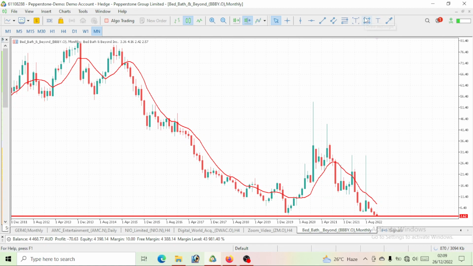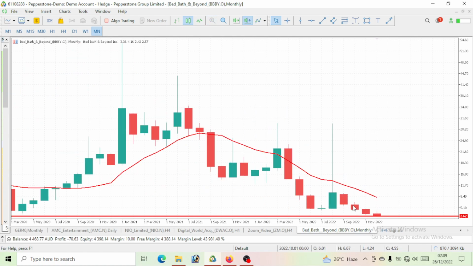Now, the second question we would want to ask ourselves: is this price trading below our 10 period moving average or not? So you clearly can see that this price is below the 10 period moving average. So that is to tell you that this is a confirmation that this is a bearish move.